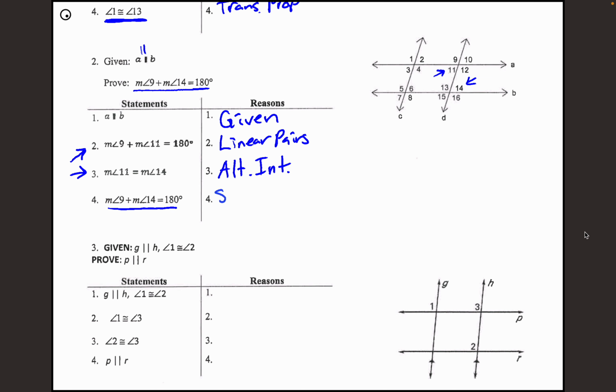And just like Quinn said, it's going to be substitution property. Because when I have angle 9 plus angle 11 equals 180, I just said angle 11 equals angle 14. So I'm just going to substitute this 14 and put it into this equation. And that's what this is right here. It's the same equation, we just plugged in 14 for 11 because they're equal to each other. Do we have questions about this one?